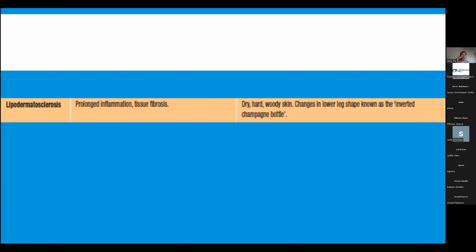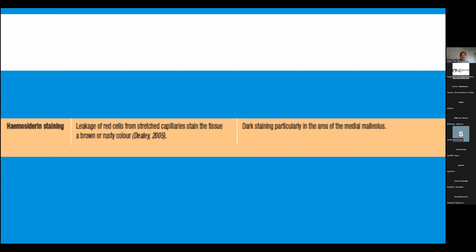And lipodermatosclerosis: once we start having more and more inflammation in the legs because of this prolonged swelling and because of the pooling of blood, the skin starts to become a dark red, brownish color, and it becomes firm because it becomes more and more fibrotic or scarred down. And hemosiderin staining, we saw earlier, that's when red blood cells leak from the capillaries, they stain that tissue a brown or a rusty color. We often see it on the medial ankle.